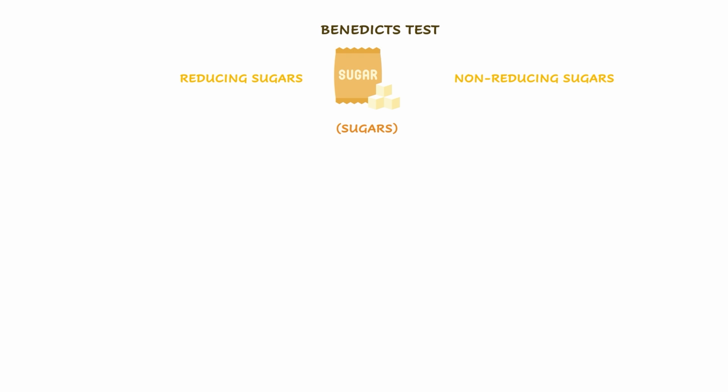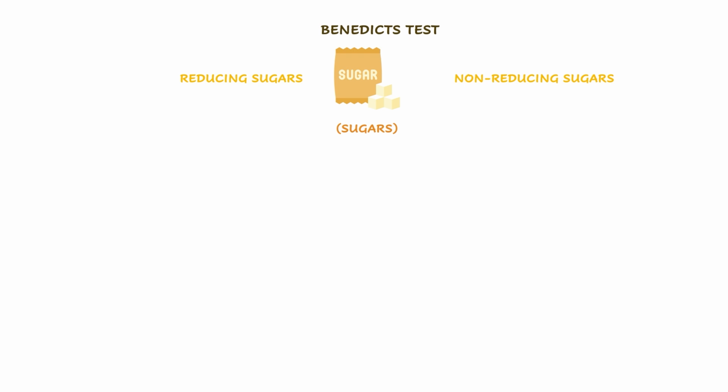Let's start with the test for sugars, which are the basic units that make up carbohydrates. Sugars come in two types, reducing and non-reducing sugars. Although you don't need to know the difference in detail, remember that the Benedict's test only detects reducing sugars.